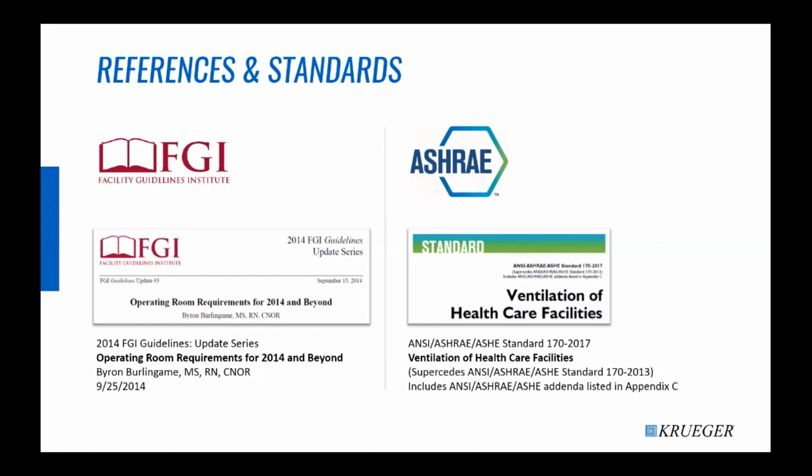ASHRAE 170 was first published in 2008. The current edition is ASHRAE 170-2017. Since ASHRAE has been incorporated into the FGI guidelines, it really is the one standard that you need to be most familiar with. The FGI just mirrors the ASHRAE 170 standard. The ASHRAE 170 is due for the next publication later this year. So if that were to come out later this year, the most recent standard would then go to 170-2019.